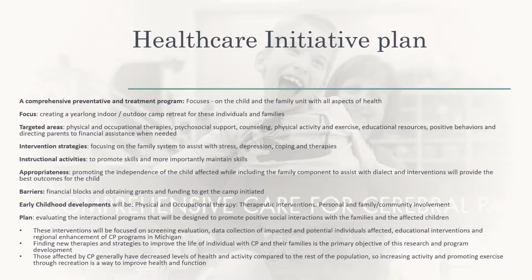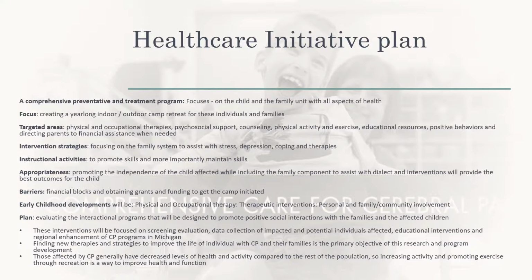And there will be intervention strategies that will focus on the family system to assist with stress, depression, coping strategies, and different therapies. There will be instructional activity to include and promote skills, and more importantly, maintain the skills that they currently have. The program will be appropriate because promoting the independence of the child affected, while including the family component to assist with the dialect and interventions, will provide the best outcome for the child. Barriers to implementing a program of this nature would include financial blocks and obtaining grants and funding to get the camp set up and initiated.